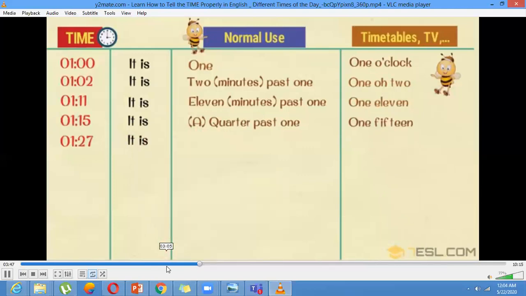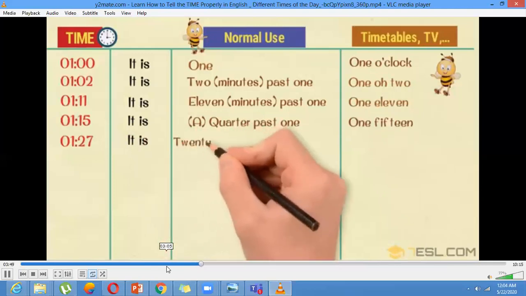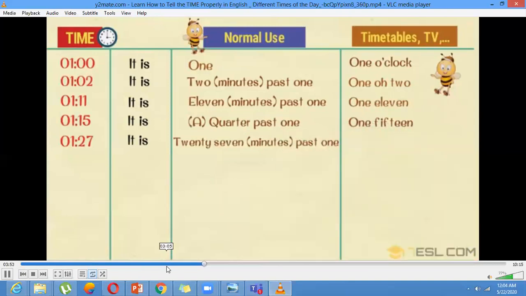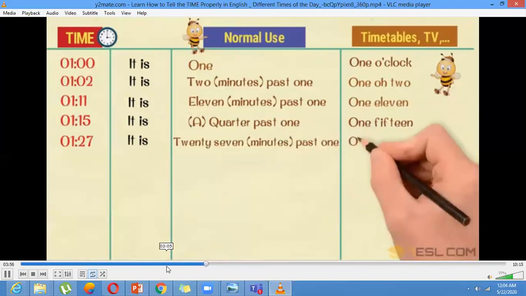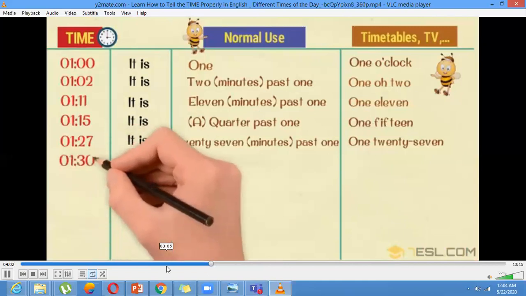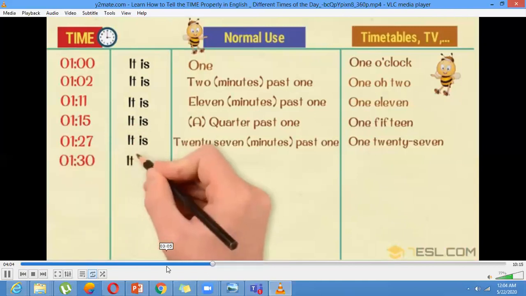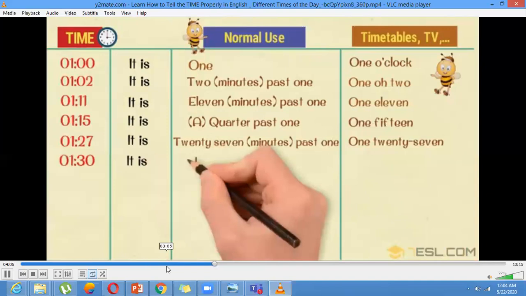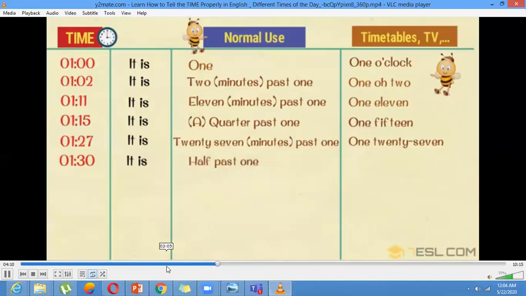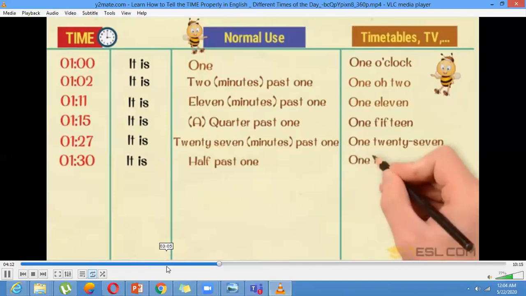1:27. It is 27 minutes past 1. And then we can say 1:27. Both are right, just a difference in numbers and in English words. It's half past 1 and we can say 1:30.